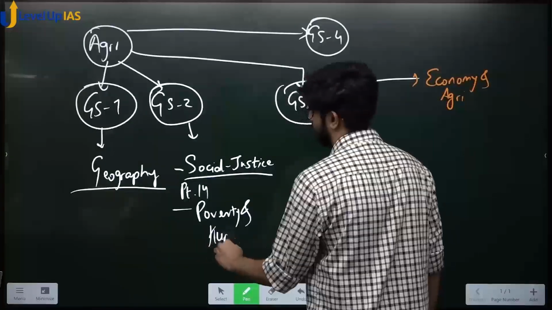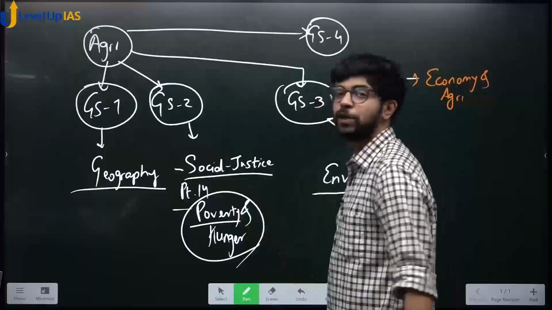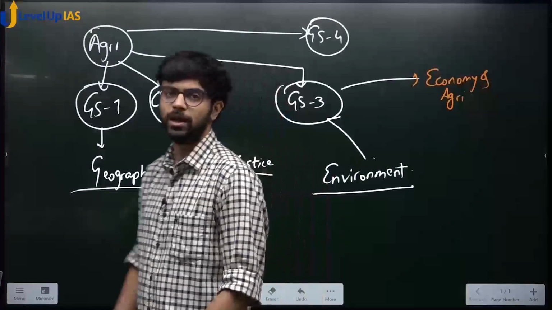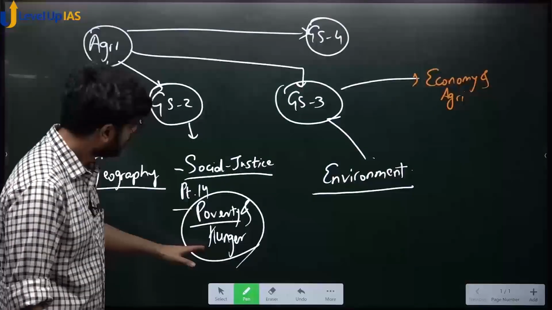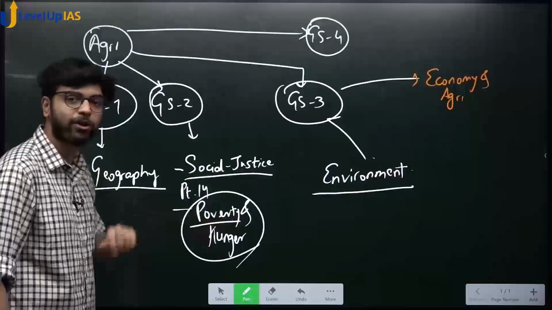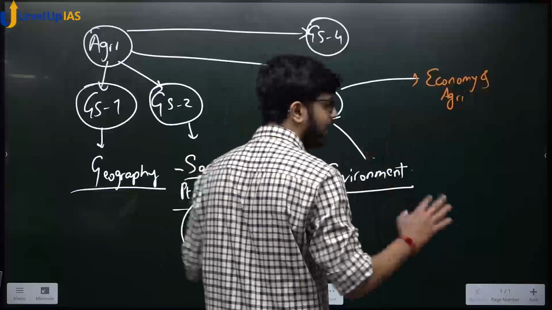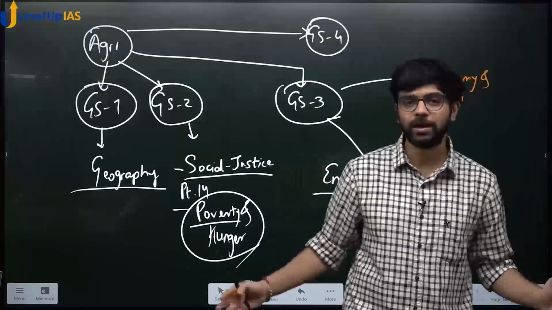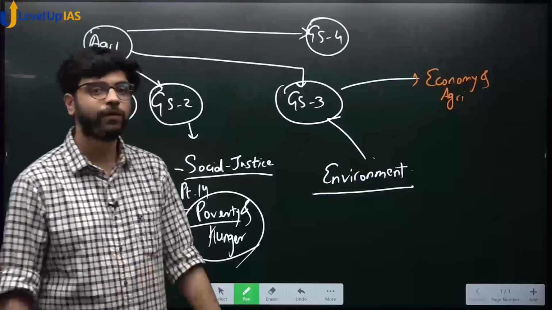Poverty and hunger. Now, poverty and hunger, at least the poverty aspect of it, directly goes into the economy as well. We are going to see poverty for a while, for half an hour. But this is the social aspect of it. So, the point I'm trying to make is, it is a vast, all-encompassing, all-pervasive topic, it runs across GS 1, 2, 3, 4.